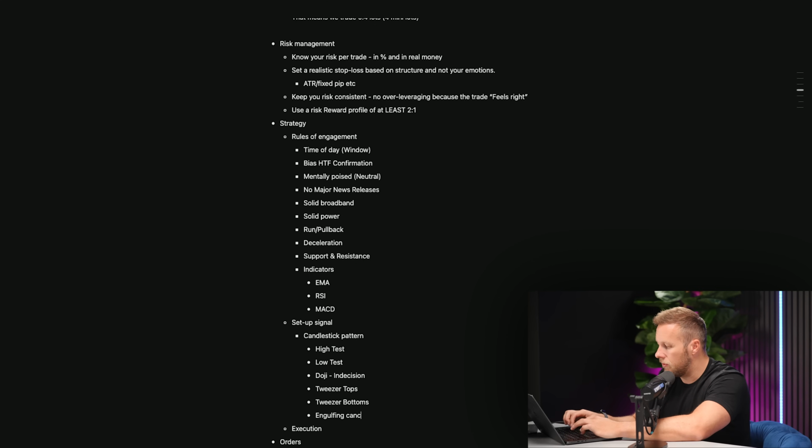Or you might use something called an engulfing candle, which can be really, really popular and powerful too if used at the right locations in the market.